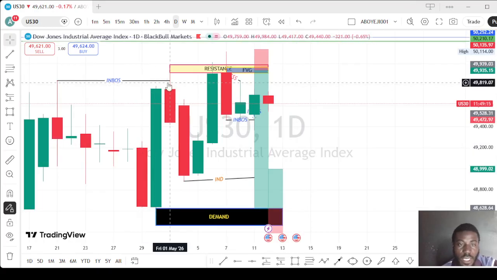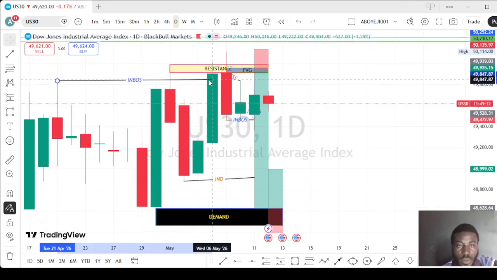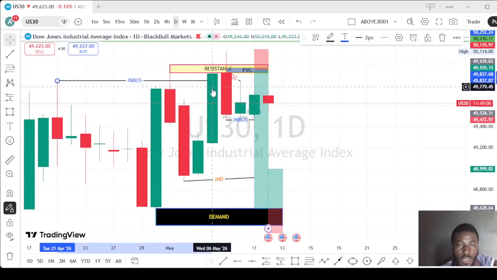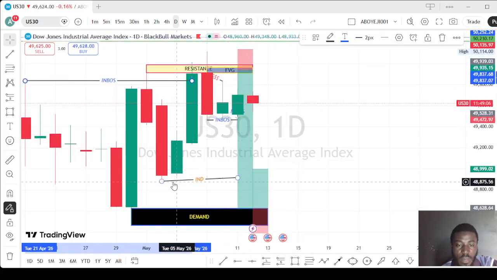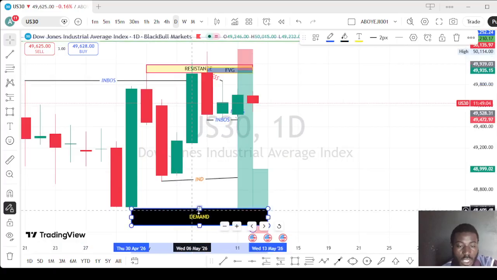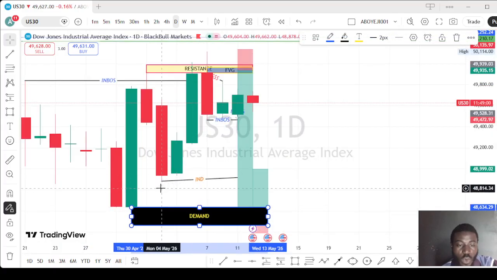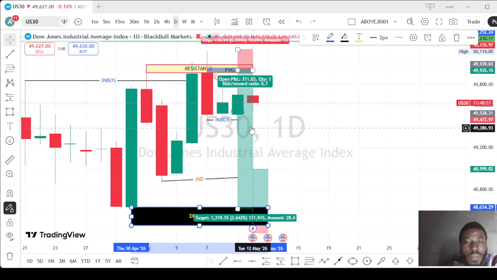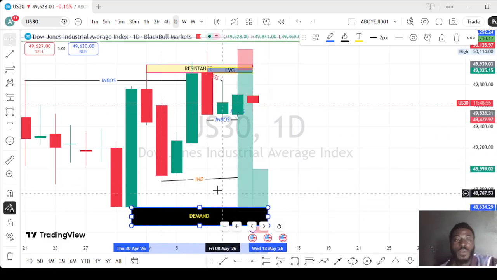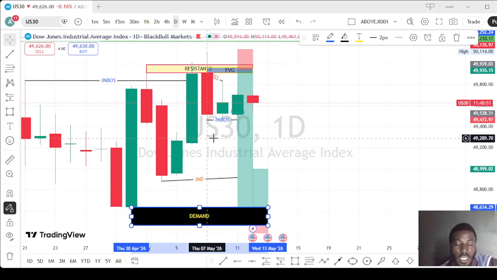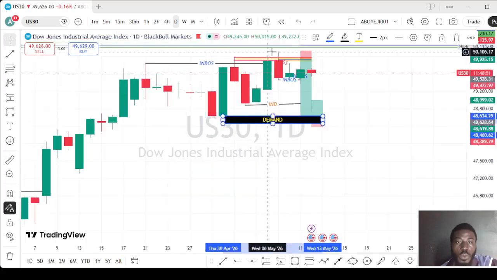You can see this is the valid break of structure from the daily time frame, and this is demand. This one serves as inducement. So I'm expecting the market to come back down before I can see a huge move up to break this structure.